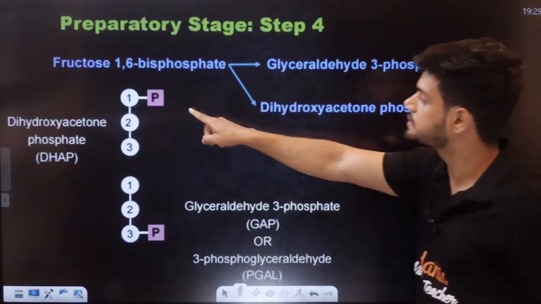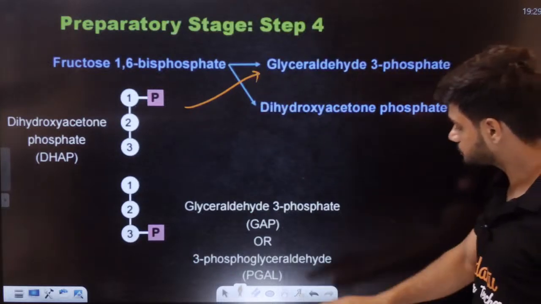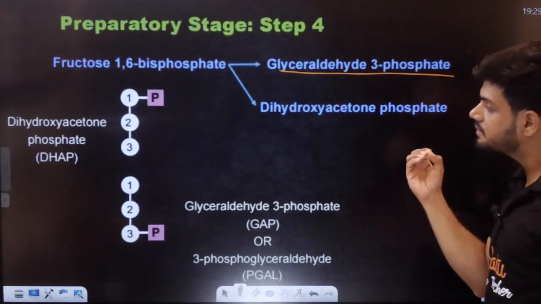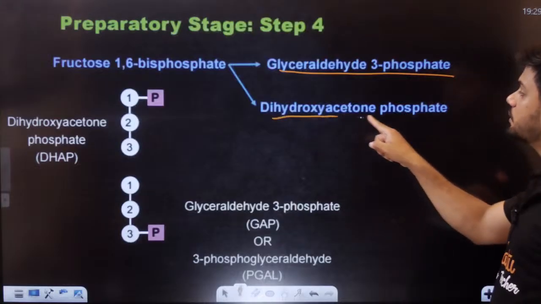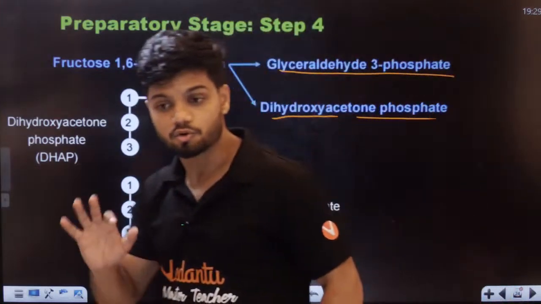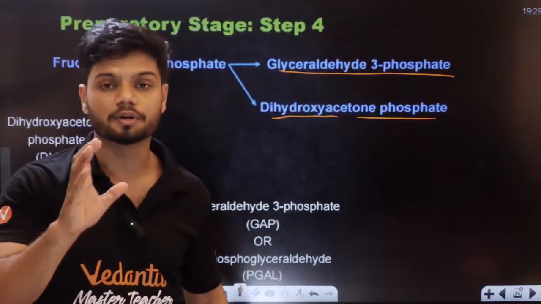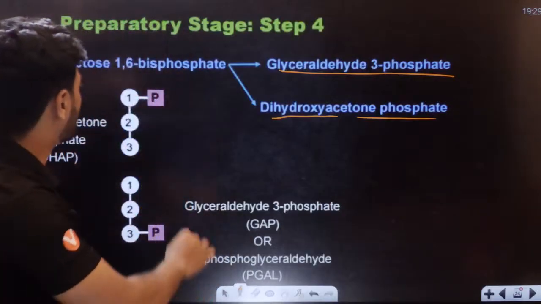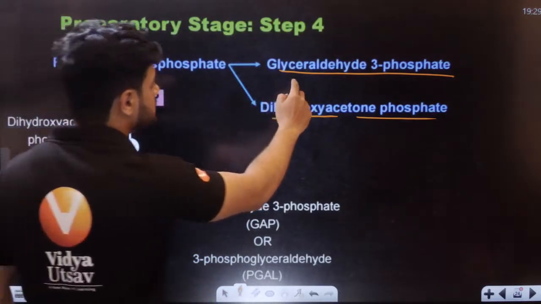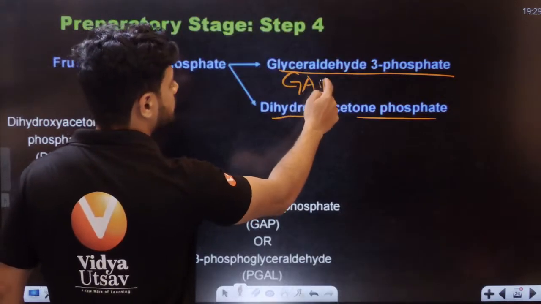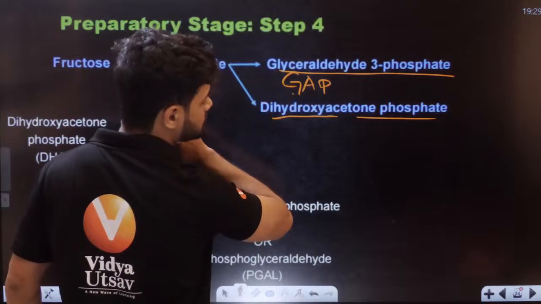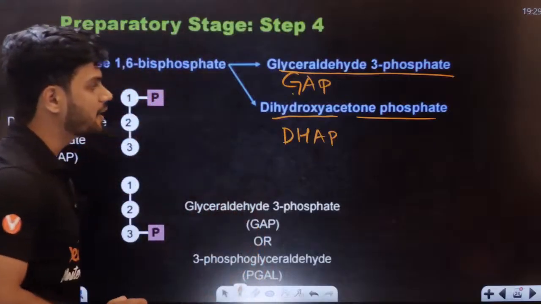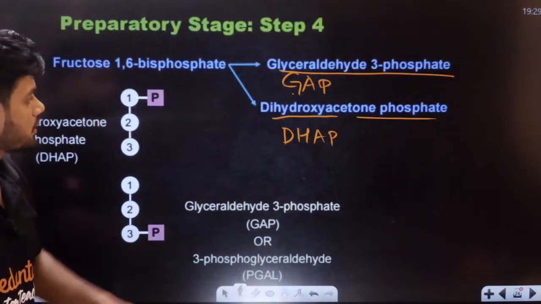The first part is called glyceraldehyde 3 phosphate. The second 3 carbon is called dihydroxyacetone phosphate. Students, you have to remember all this. Questions might come from here. You never know. So fructose 1,6 bisphosphate becomes GAP, glyceraldehyde 3 phosphate, and DHAP, dihydroxyacetone phosphate, 2 molecules.